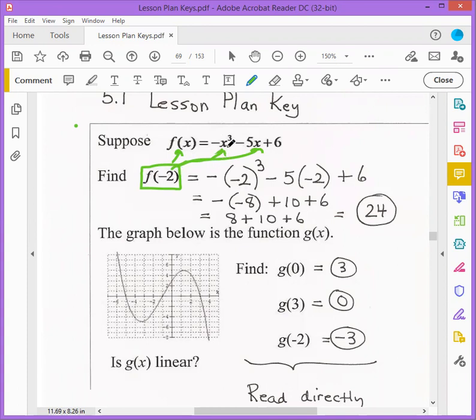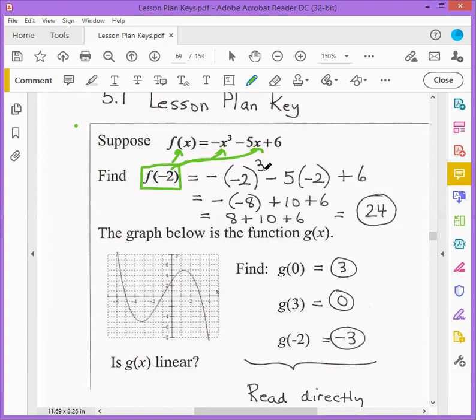We carry down our minus sign. And then for x, we substitute negative 2, raise it to the third power. Minus 5, and then x again in parentheses, we substitute negative 2, plus 6 at the end.